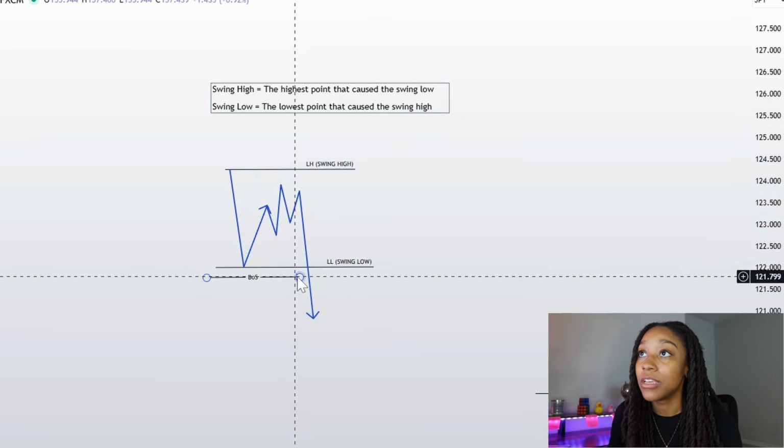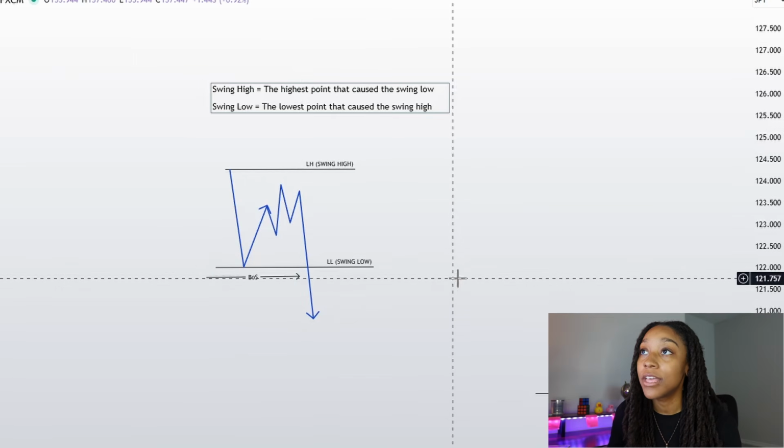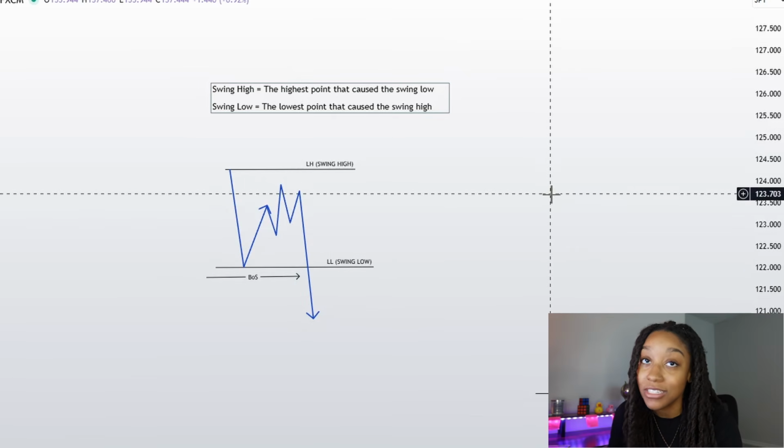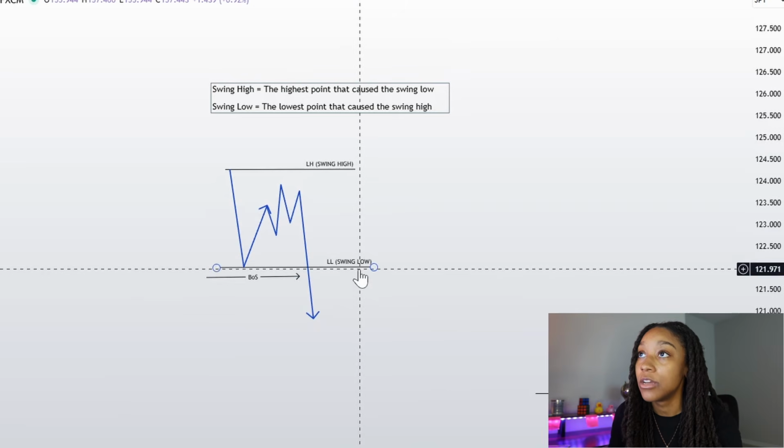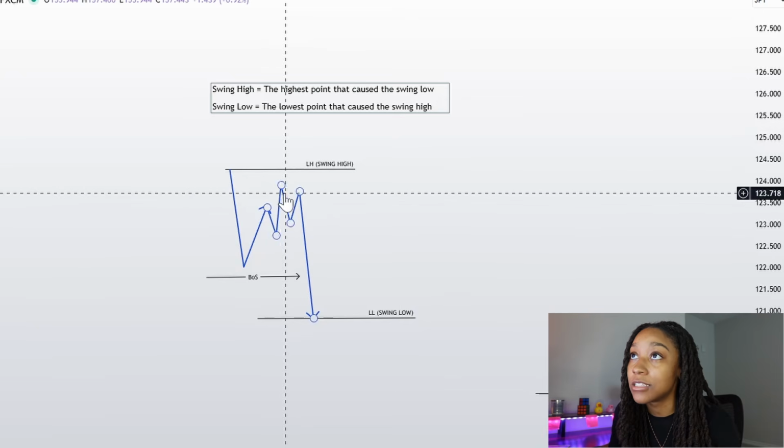Price came and we officially broke structure right here. So we can easily find our swing low, right? We can easily find that. Our swing low, as we know, is right here. But can you tell me, where is the swing high? Where do you think the swing high is, right? Is it this high? Is it this high? Is it this high, right?